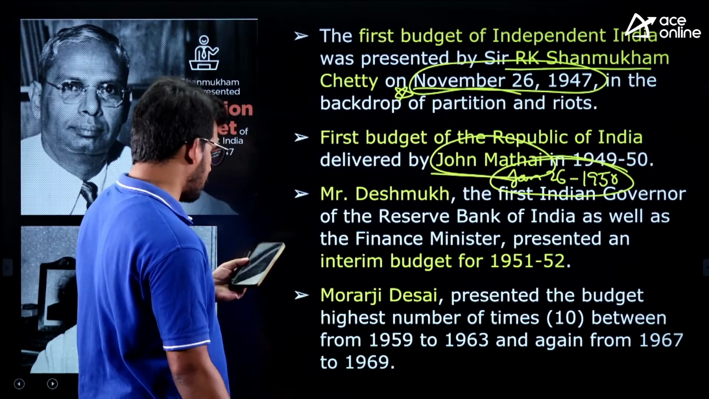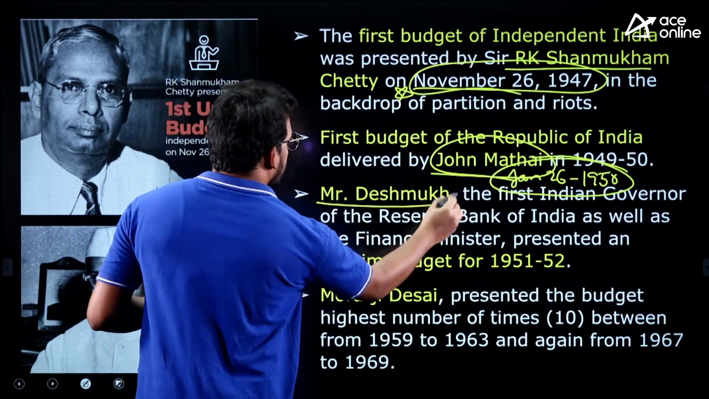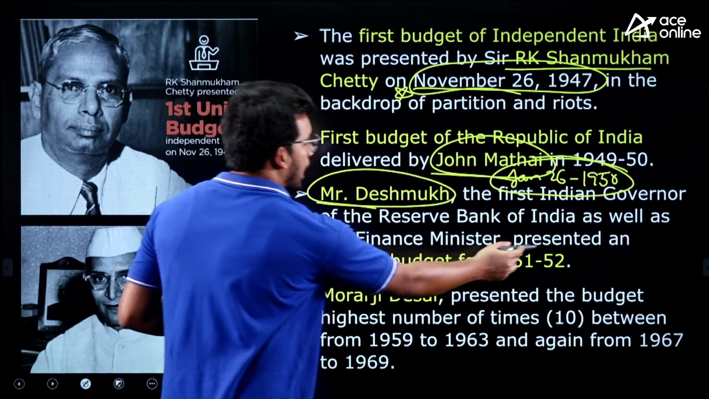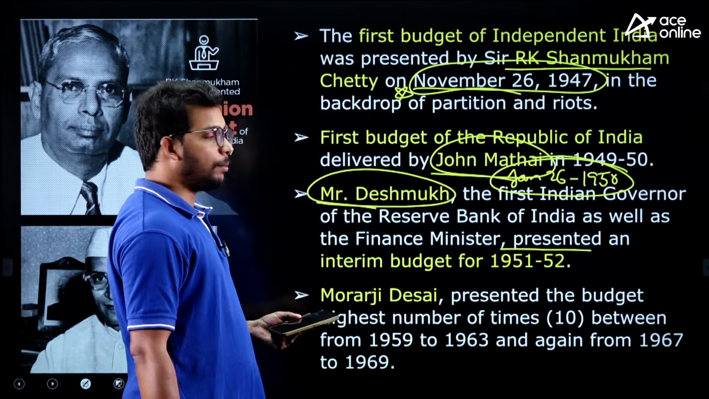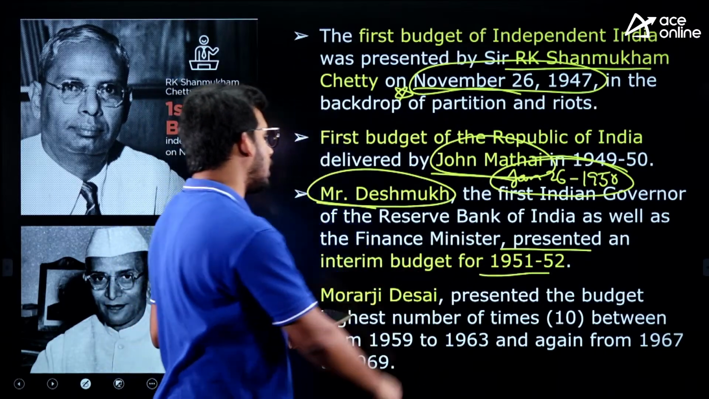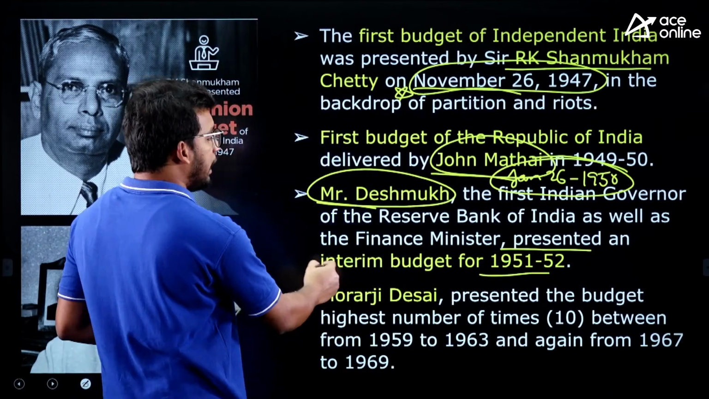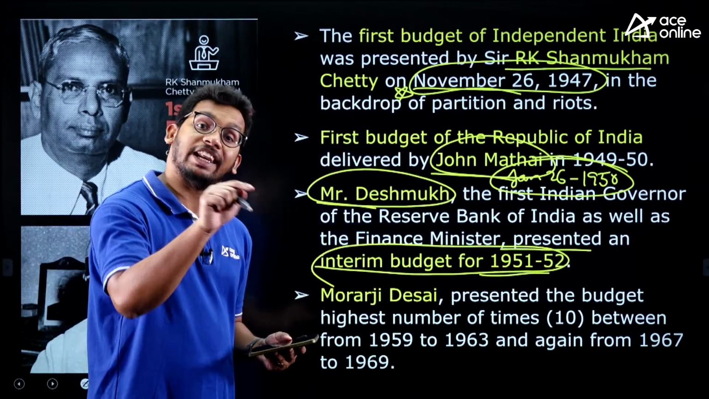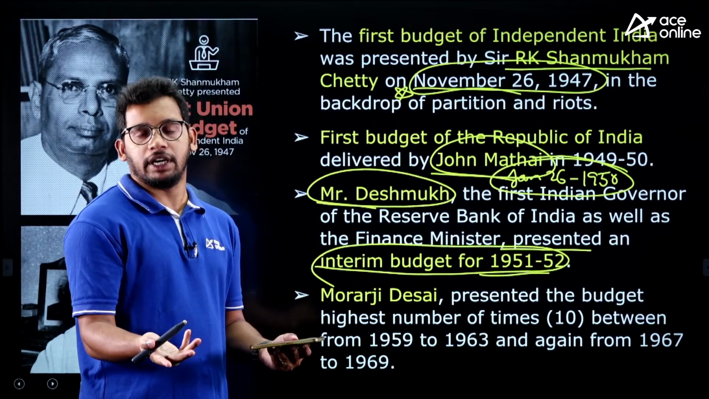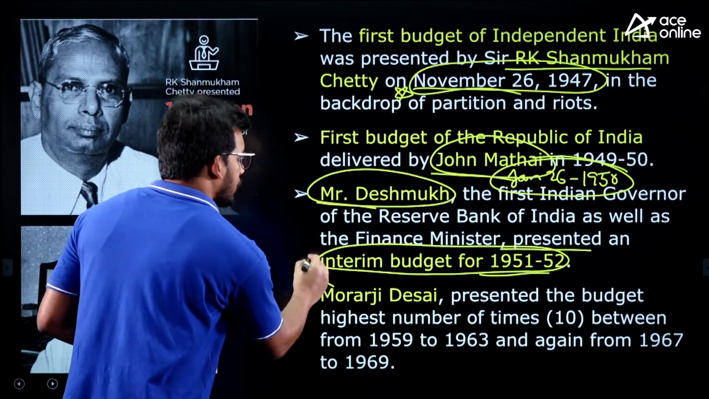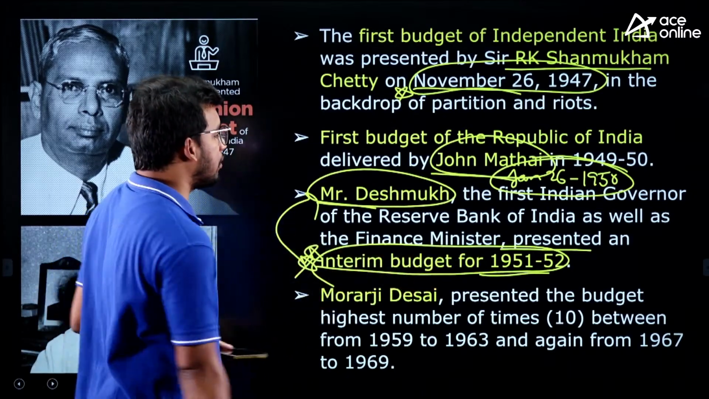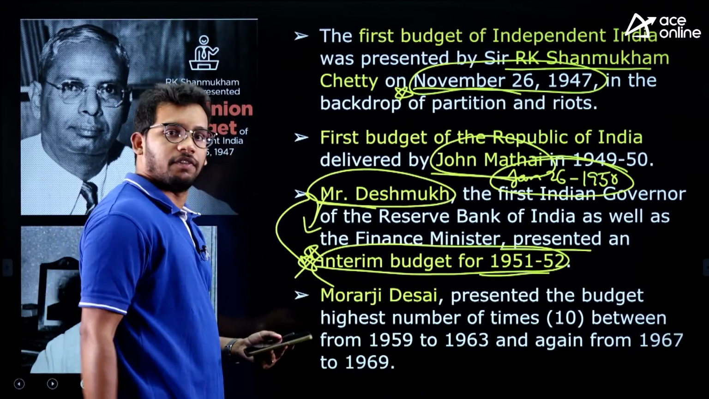Budget was proposed. Next, Deshmukh was the first Indian governor of the Reserve Bank of India to put forward the budget. So first Indian governor as well as the finance minister. Interim budget. Interim budget means the budget which is put forward in the election years. This year we got an interim budget in 2021. So the first interim budget was when the first elections in India happened in 1951-52. So Mr. Deshmukh was the one, right?